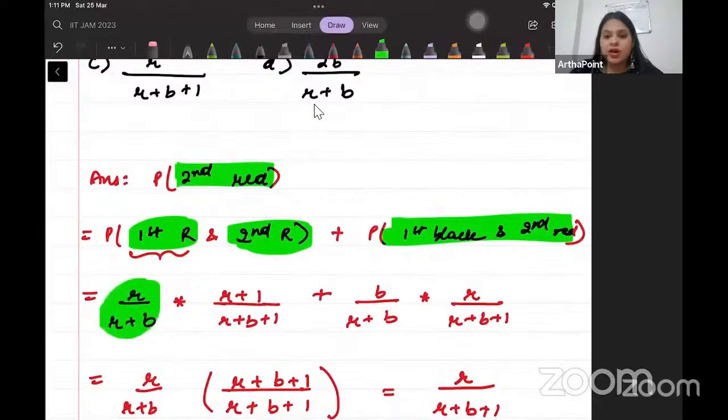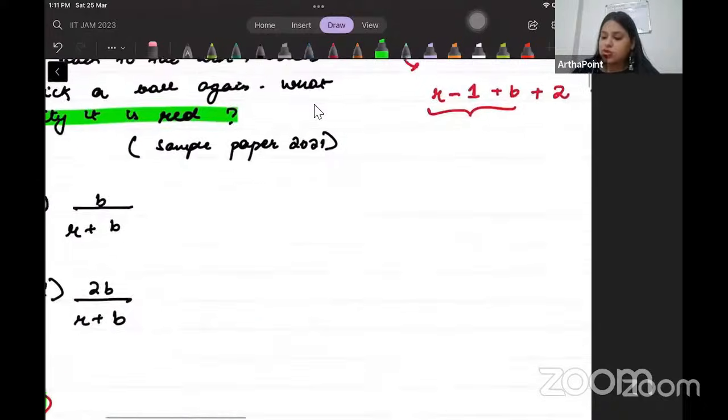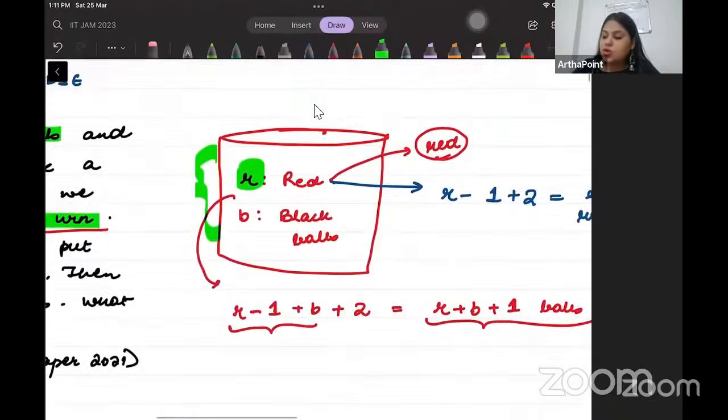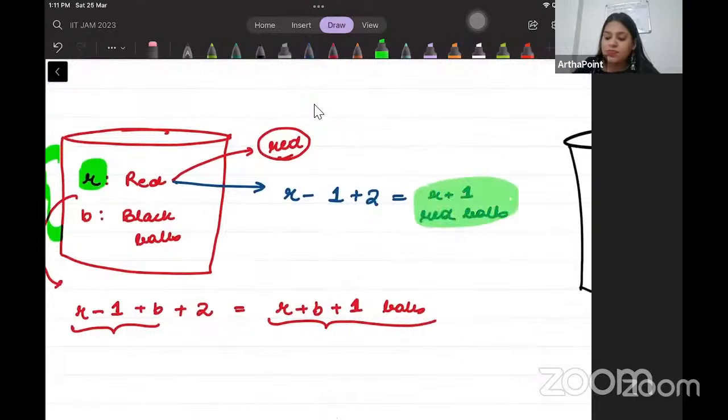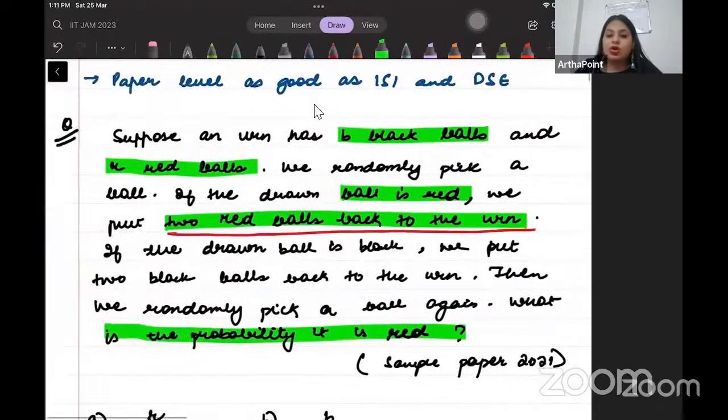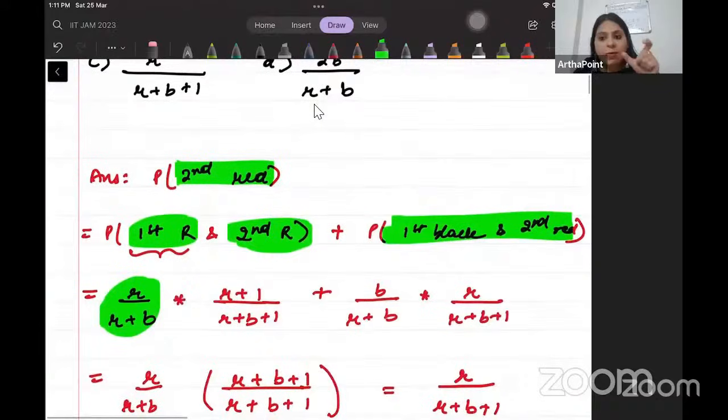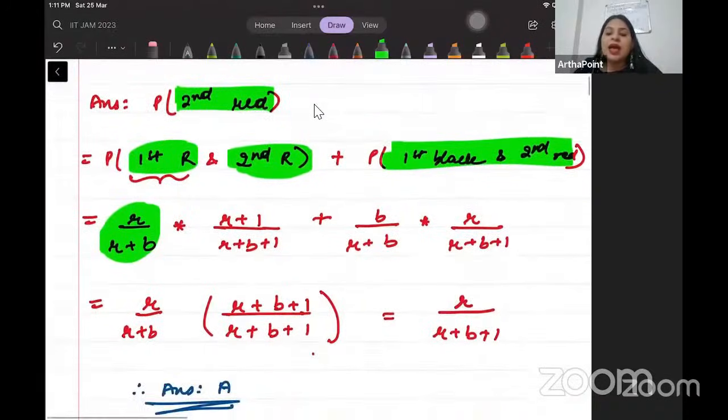Then the second red ball, as I just explained, the moment you draw a red ball, you have 1 less red ball, but then you put back 2 red balls. So totally you will have R plus 1 red balls. This is what we just saw, right? So the second time that you have to draw, you will be drawing out of this R plus 1 red balls. And this will be out of how many total balls? R plus B plus 1. So this is the probability of drawing the second red ball.